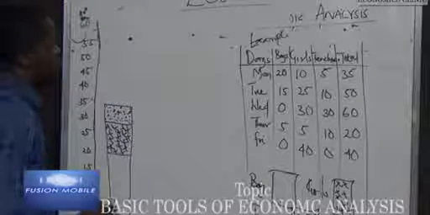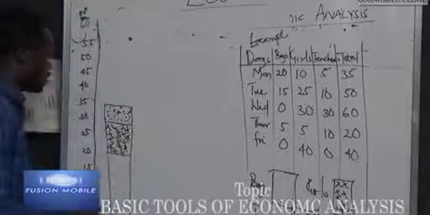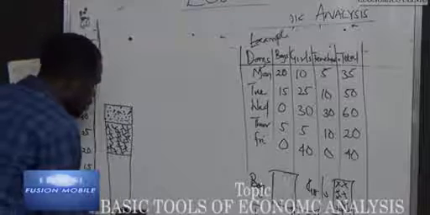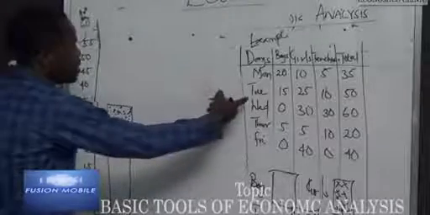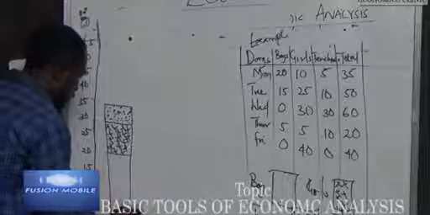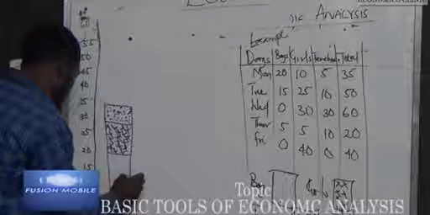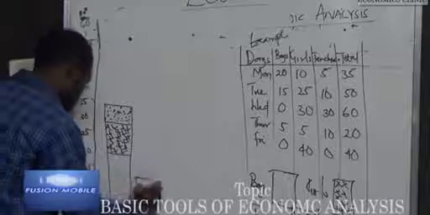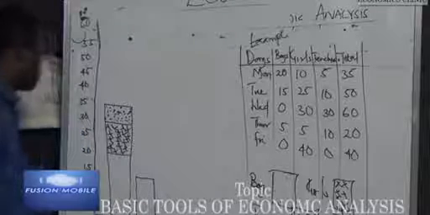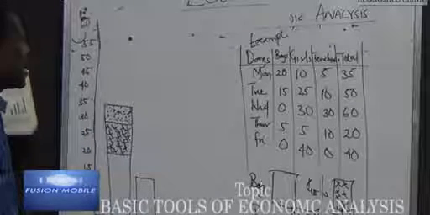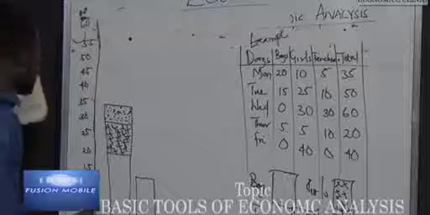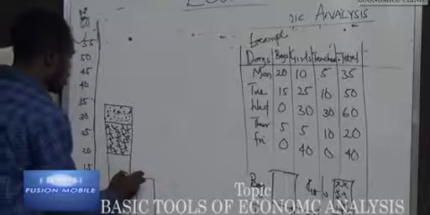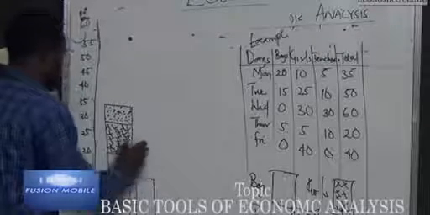Now the next one is on Tuesday. On Tuesday, we have 15 boys. So we draw for 15. Then the next one is 25 girls. We add 25 to 15, we have 40. So we draw up to 40.